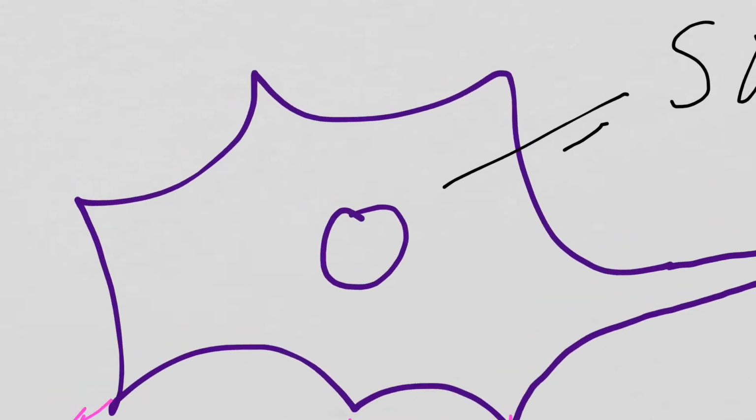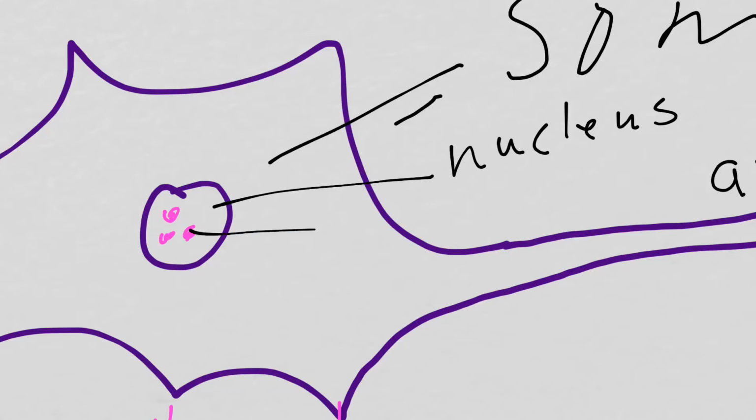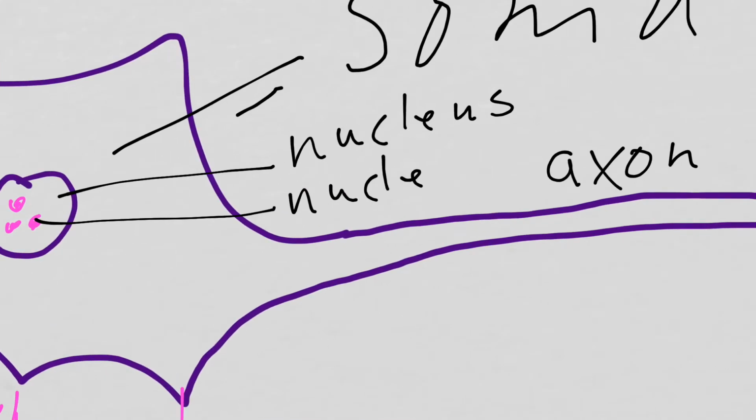Also need to draw a nucleus. I guess I didn't label the nucleus. Let's do that. And let's draw a couple of nucleoli, a couple, three. Nucleolus. Oops, it's plural, so nucleoli. Dot. There, too.